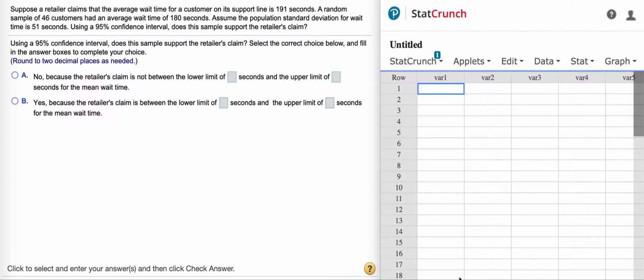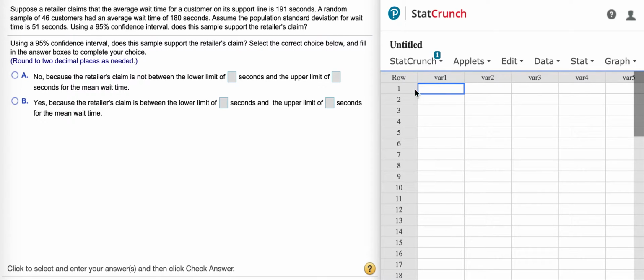This is problem 1 in our review of confidence intervals. Suppose a retailer claims that the average wait time for a customer on its support line is 191 seconds. A random sample of 46 customers had an average wait time of 180 seconds. Assume the population standard deviation for wait time is 51 seconds. Using a 95% confidence interval, does this sample support the retailer's claim?